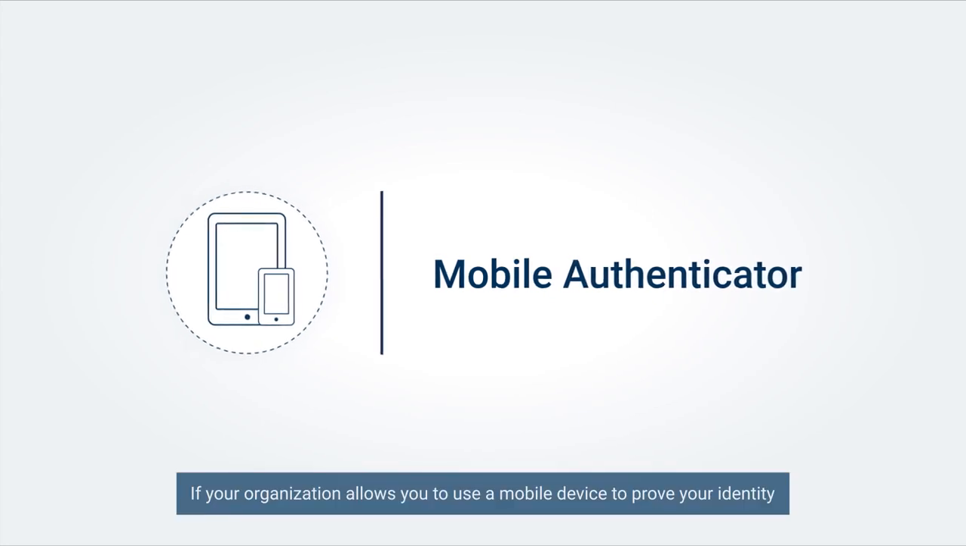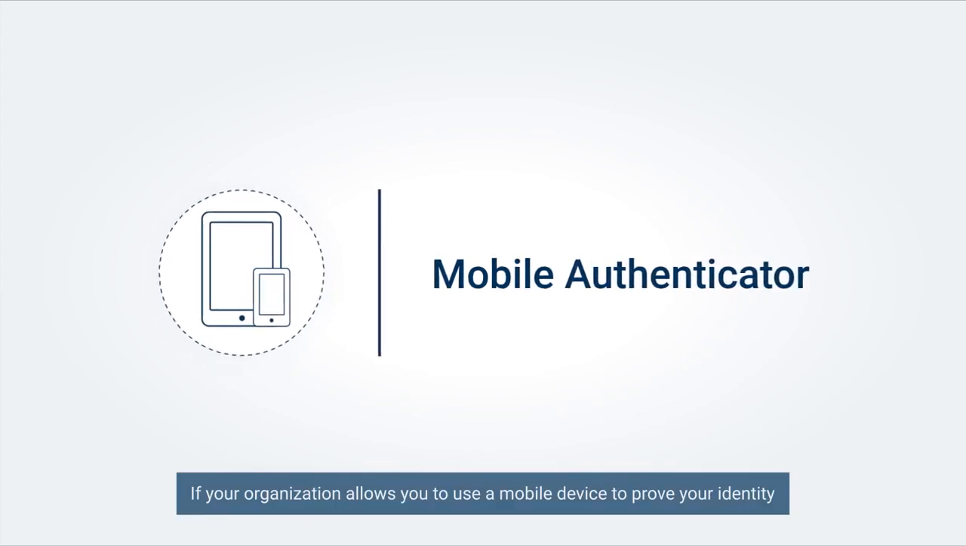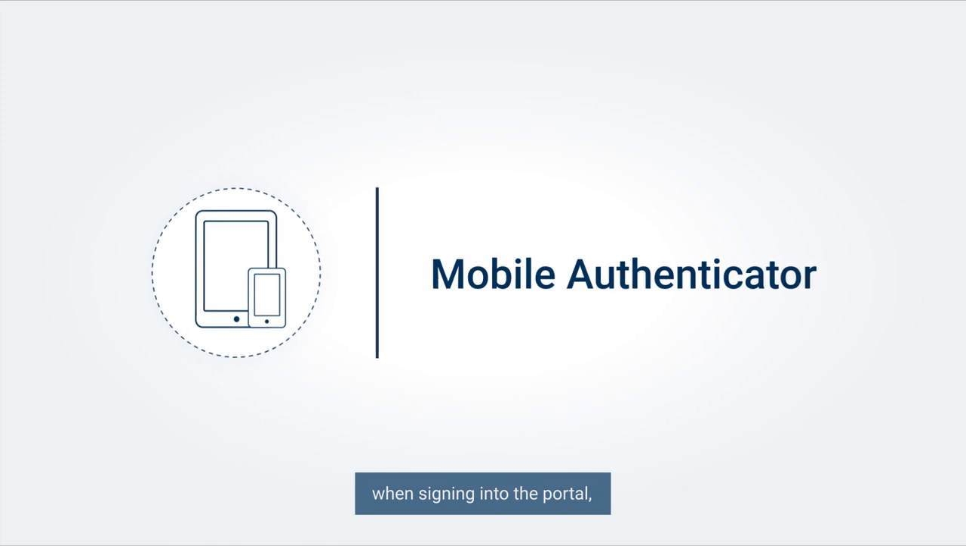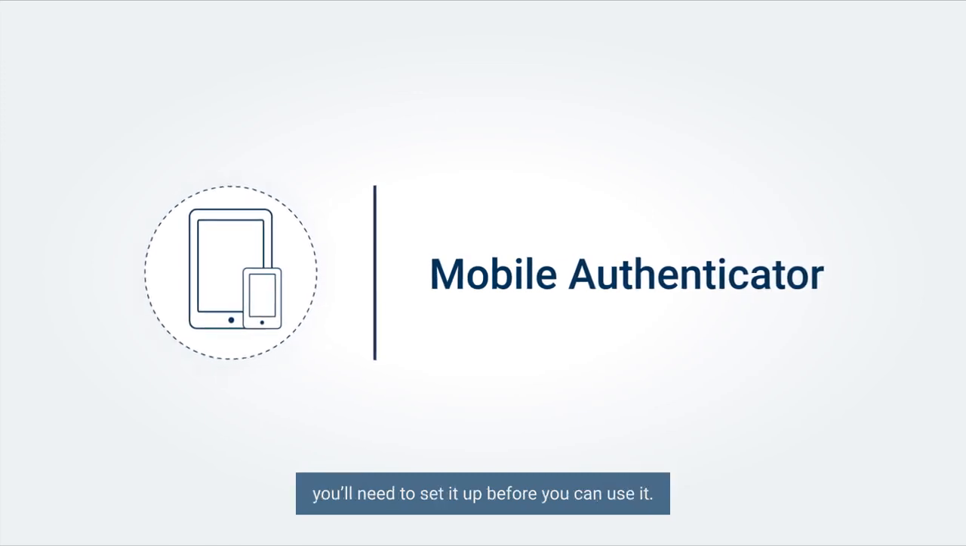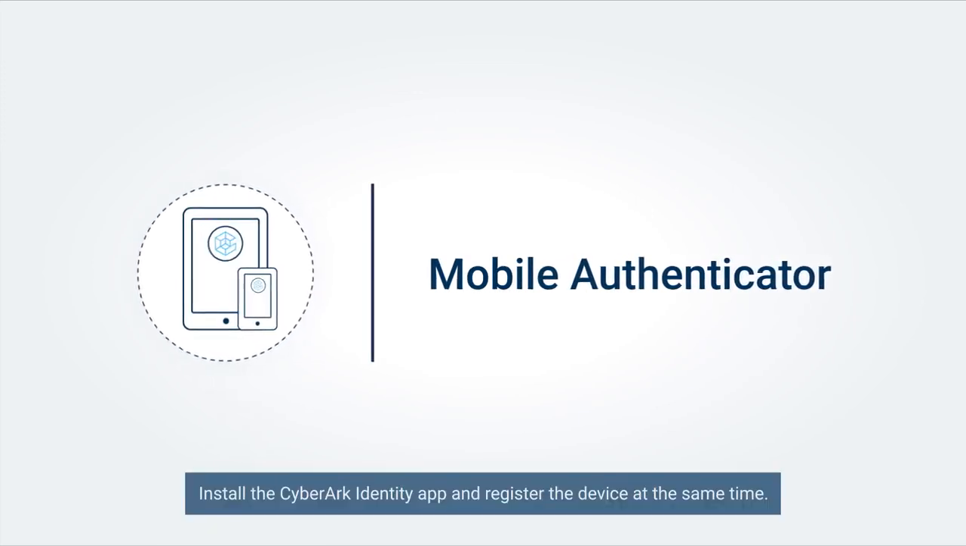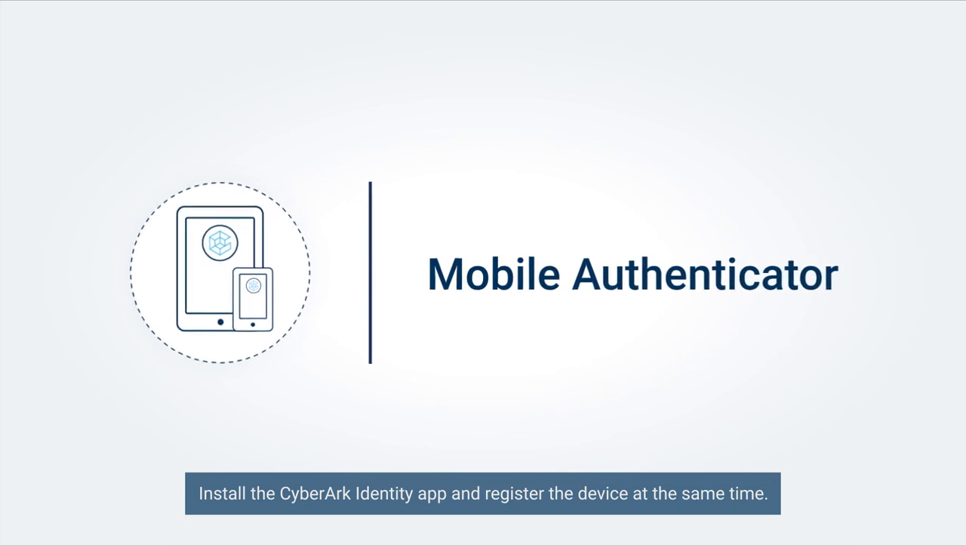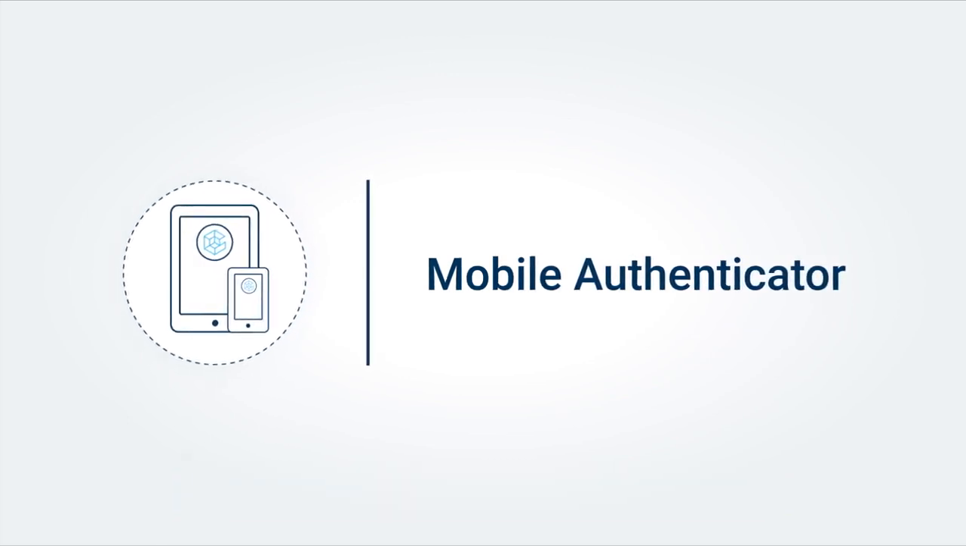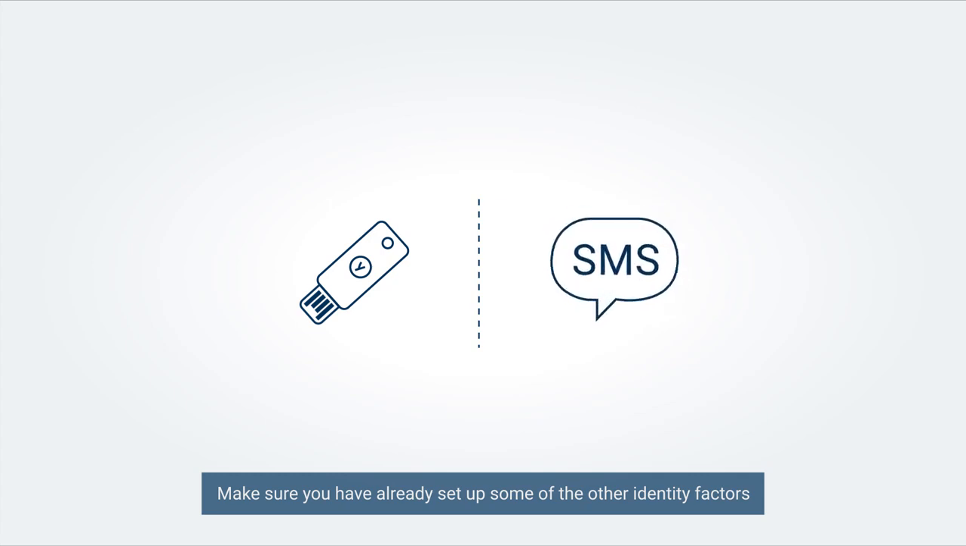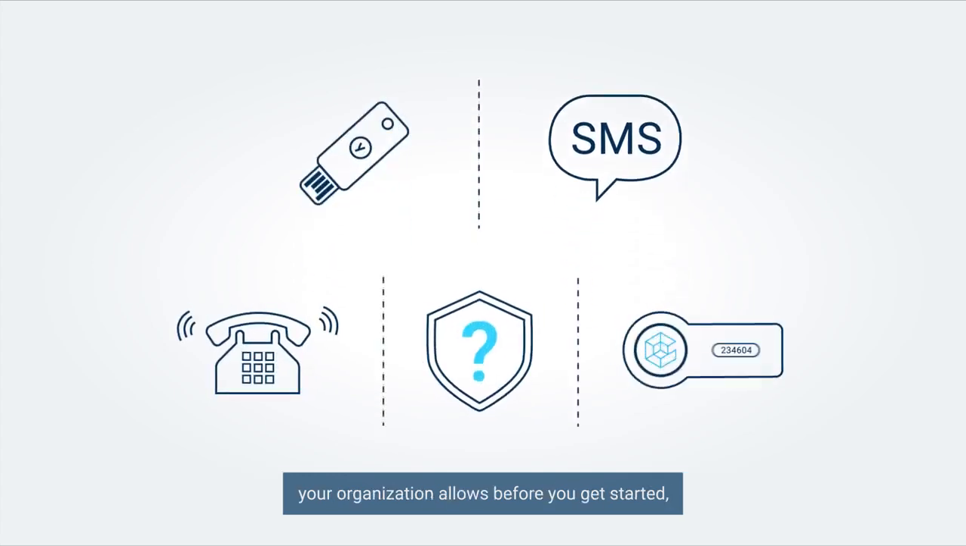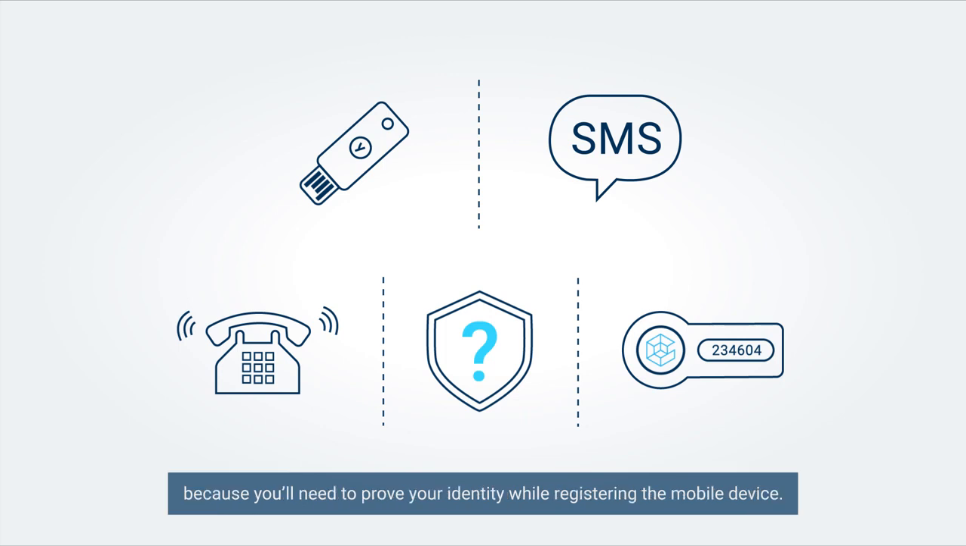If your organization allows you to use a mobile device to prove your identity when signing into the portal, you will need to set it up before you can use it. Install the CyberArk Identity app and register the device at the same time. Make sure you have already set up some of the other identity factors your organization allows before you get started, because you will need to prove your identity while registering the mobile device.